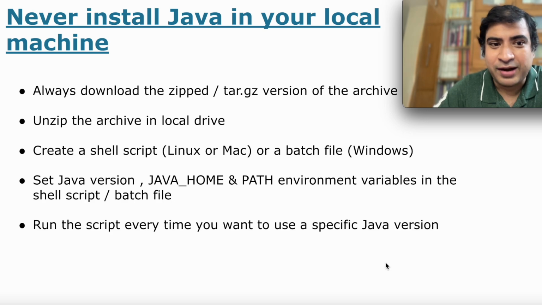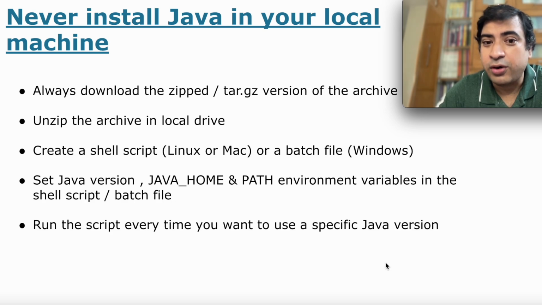So what is my advice then? First, always download the zipped or the tar.gz version of Java. Like if you want to download say Java 21, then download the zipped or the tar.gz version corresponding to your operating system. Do not download the MSI or exe installer if it's Windows, or the .deb or the .rpm package if it's Linux, or the .dmg package for Mac.